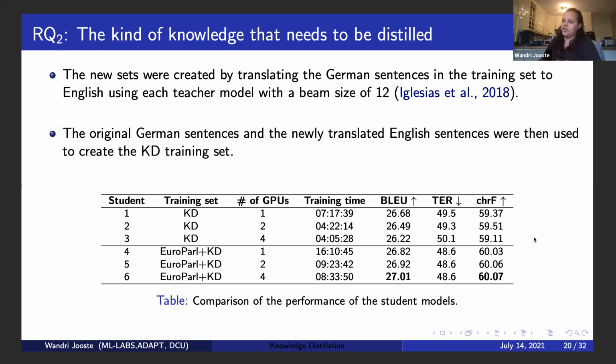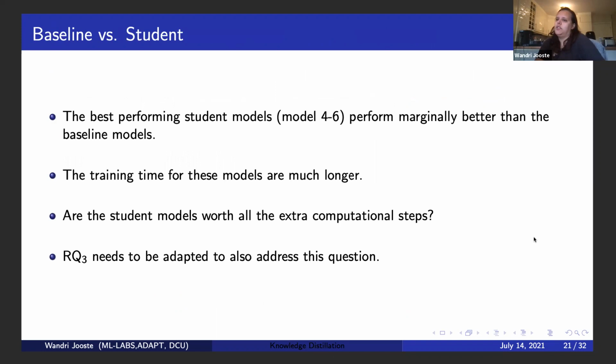So it did score better, but only marginally, and the training time is longer. So what we've seen from our experiments so far is that our student models only perform marginally better than the baselines, and the training steps and training time actually took a lot longer. So this is what I said earlier, at the start: is it actually worth it to go through all this effort if it's only marginally better?